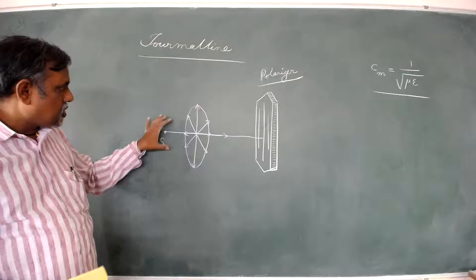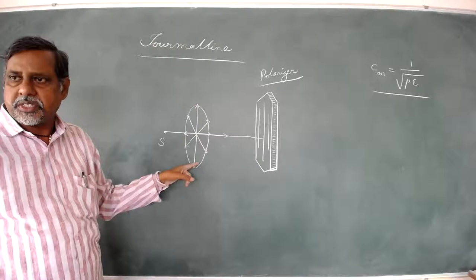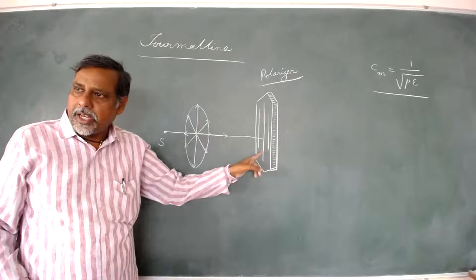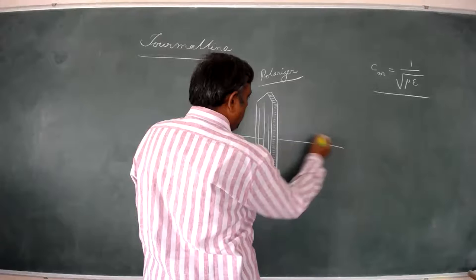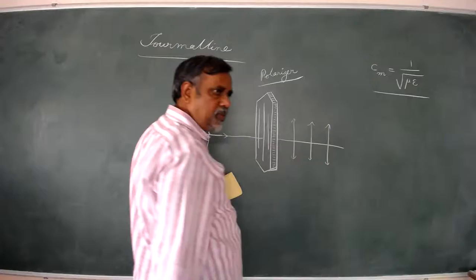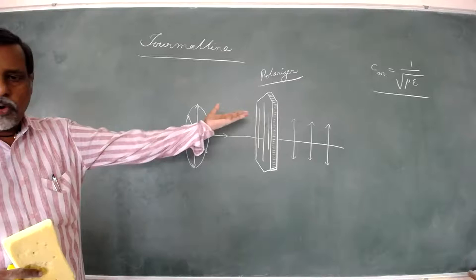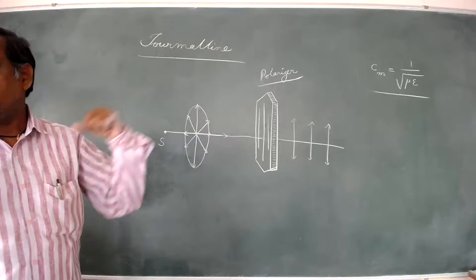So the moment these things enter over here, what happens? In these multiple vibrations of electric field vectors, the electric field vectors which are parallel with these openings, only those will be passing through the tourmaline crystal. Therefore, polarized light is coming out of this. Even this polarized light will not be visible to us. With our naked eye, both unpolarized and polarized look alike. Right? But how to identify that this light is polarized?